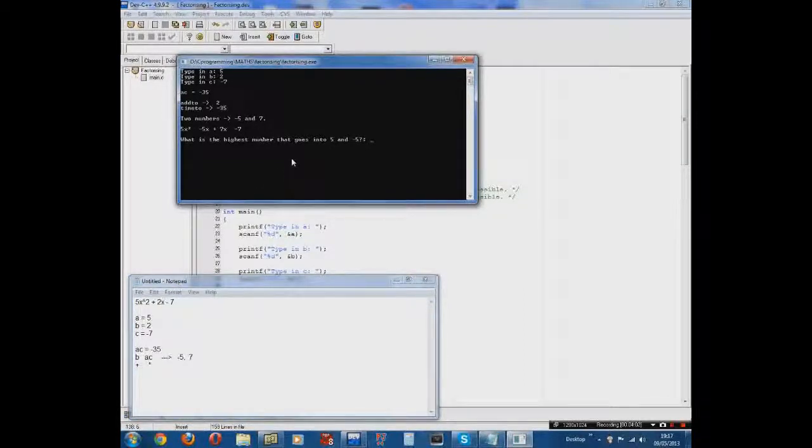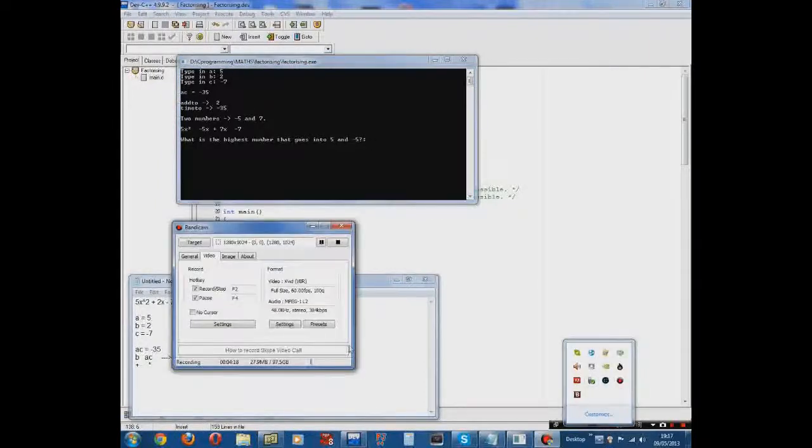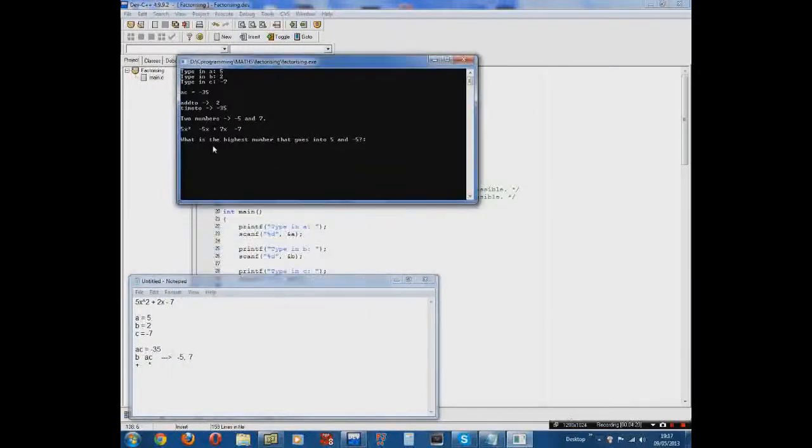Now it'll ask you a couple of questions. Don't worry, these questions are very simple. There's only 2 questions it'll ask you. First of all, it'll ask you about these two numbers here. Oh, hold on a second. Have I got cursor turned on? I hope I have. Yeah, I have. Now it'll ask what is the highest number that goes into 5 and -5. Now obviously it's 5. Press enter. And this is the last one. What is the highest number that goes into 7 and 7? And of course it's 7. And there we go, it's finished.